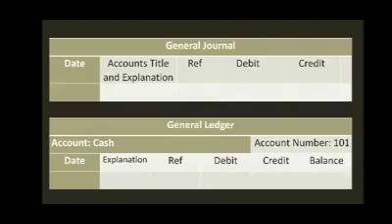Marami-raming forms. Depende sa style ng mga forms. Ito yung general journal. Nandito, makikita natin dito yung date. Then, next column would be accounts title and explanation. Then, the reference number or the folio. And then, on the fourth column, debit column. And then, on the fifth column, the credit column.